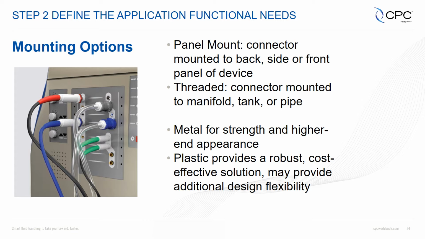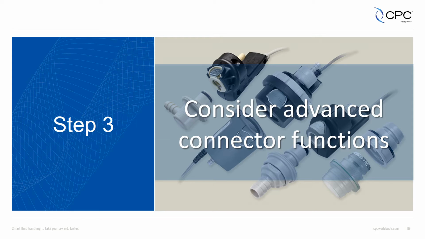And so a lot of times we'll move to plastic to make a more cost-effective way to mount to the panel, to make it fit in with the overall look of the design, or provide some additional features that we just can't do cost effectively in metal. So that's step 2, taking a look at some of the functional requirements and balancing that with the functional capabilities of different types of connectors.